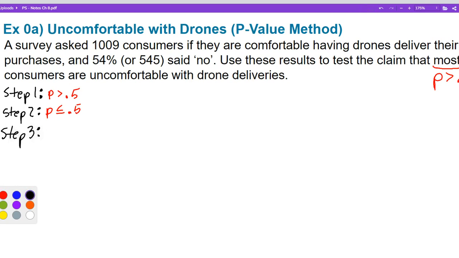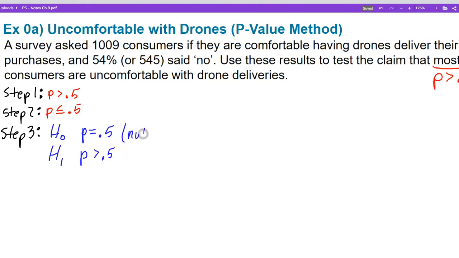Step 3 is where you start talking about the null hypothesis. The null hypothesis, H sub 0, is just whichever one of those 2 things has equality. We're going to say P equals 0.5. I wish I hadn't done an equal sign there. The alternative hypothesis, H1, is going to be the statement that doesn't have the equal sign in it, P greater than 0.5. This one is our null hypothesis. This one is our alternative hypothesis. And that's what we're going to test.